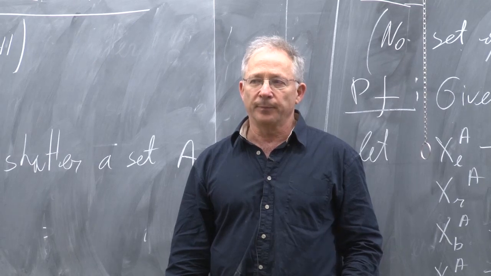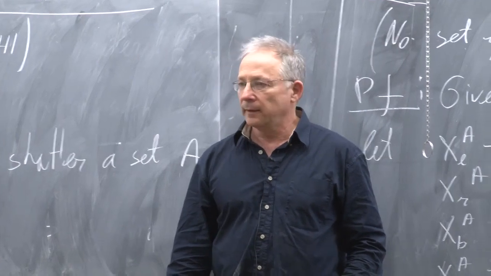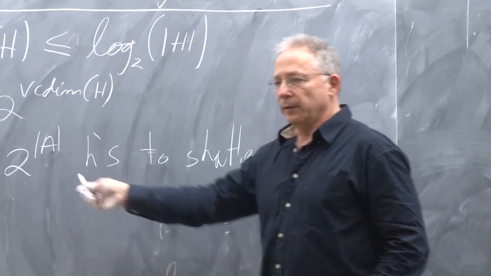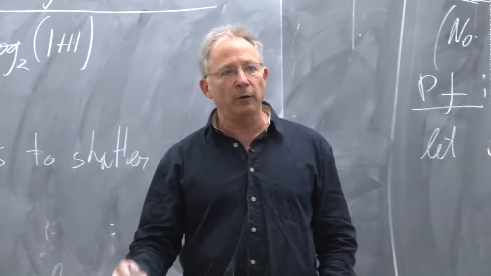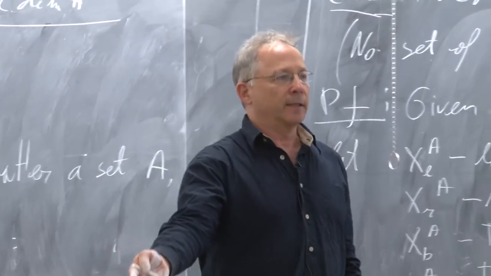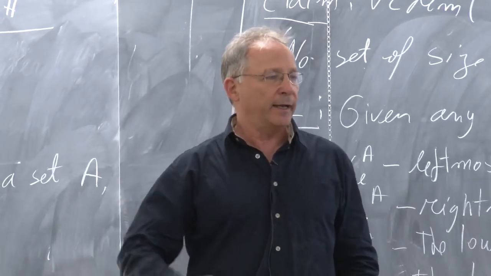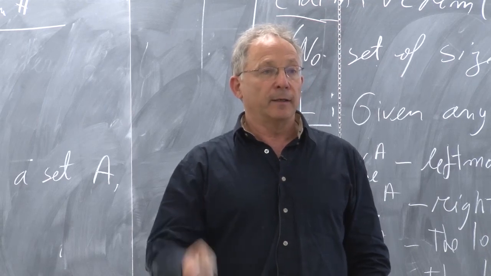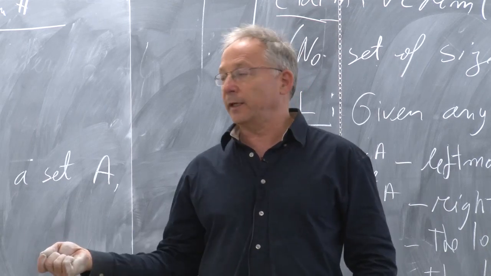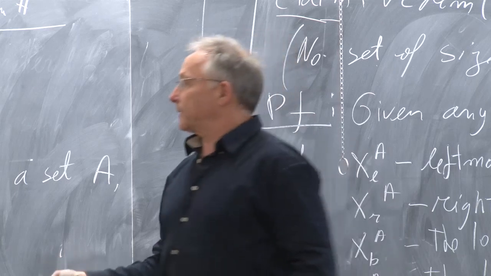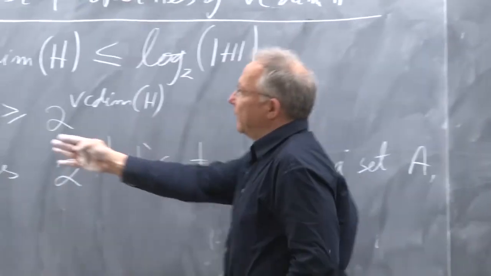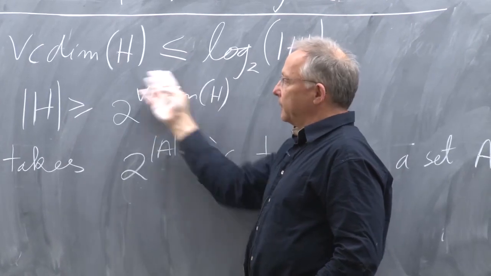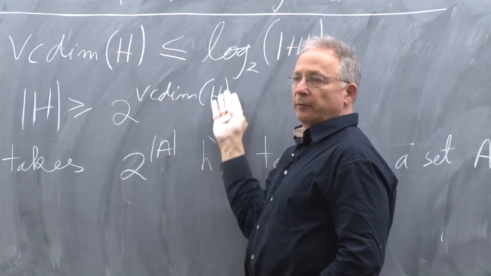Okay, so this is just counting the number of subsets. If I have a set of size 4, I have 16 subsets. If I have a set of size 3, I have 8 subsets. Every subset, if A is shattered, requires at least one element of H. So the size of H should be at least 2 to the VC dimension, because this is the number of subsets of a shattered set.